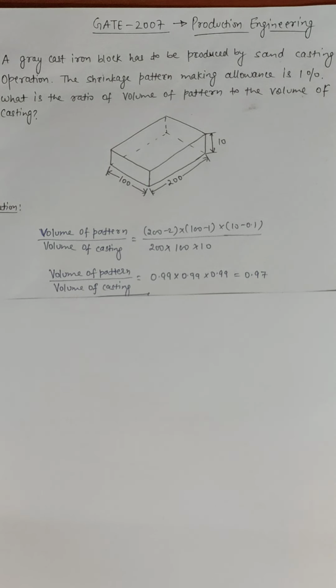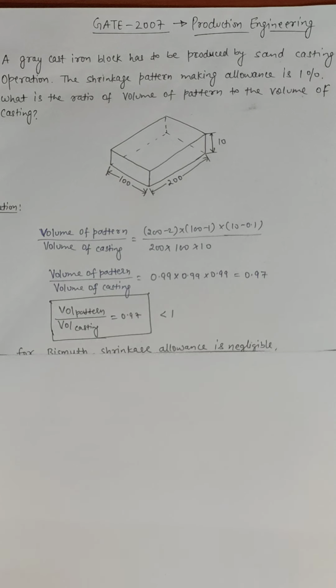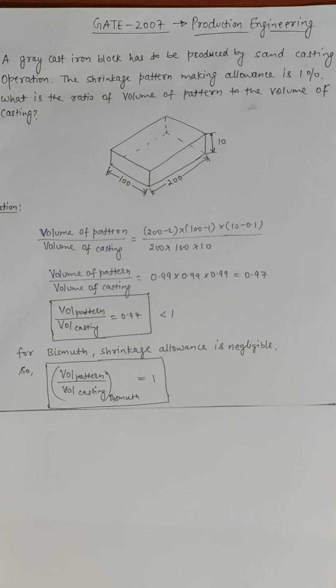Using this concept we can solve two more problems. Consider that next time they are asking about a different material, let us say bismuth. In bismuth the shrinkage allowance is negligible. If they are asking about the same specific problem but for a different material, how should we approach? If you know the shrinkage allowance is negligible for bismuth, you can easily calculate. Here the volume of the pattern and the volume of the casting will remain the same. So you don't need to modify anything in terms of the pattern volume. So its ratio will become 1.